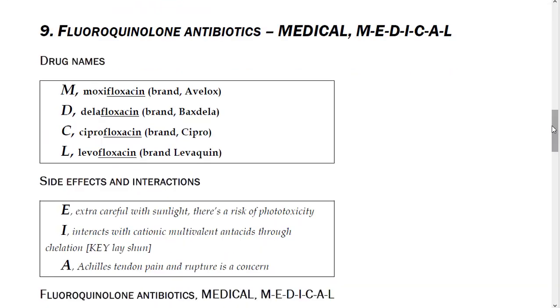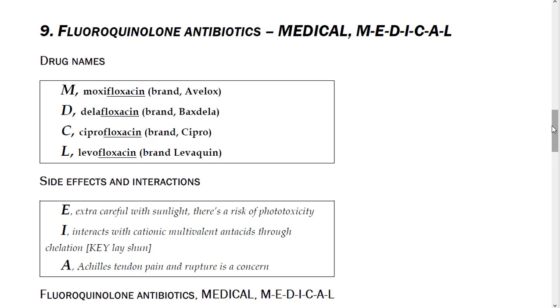Now this is another page in the book, but it's way into the book in the 4th chapter, the immune chapter. But it gives you an idea of the change that you have to make when you're going from print to audio. It's just not quite the same. 9. Fluoroquinolone antibiotics. Medical. MEDICAL.